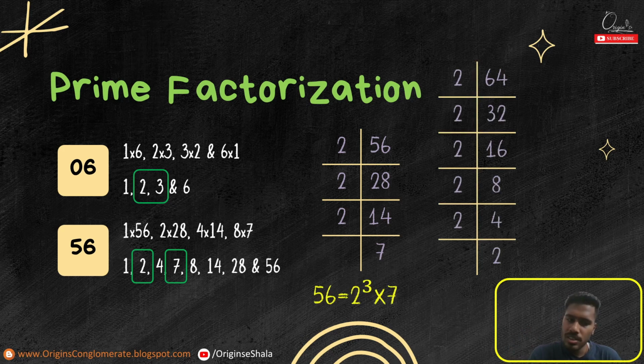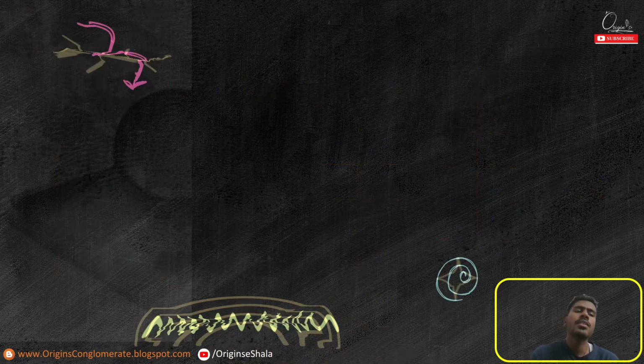Similarly for 64, let's take a new number. I will keep dividing it until I am left with the prime number at the last. I will be left with 2 raised to 6. So this is how you do prime factorization.